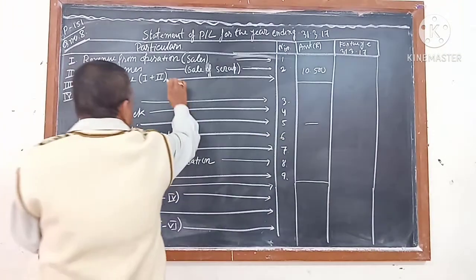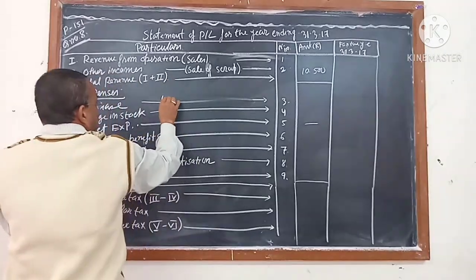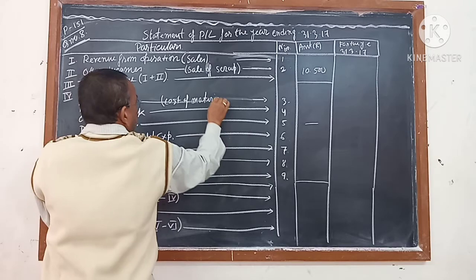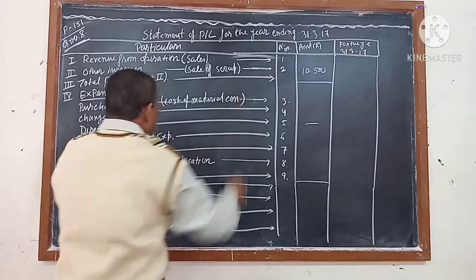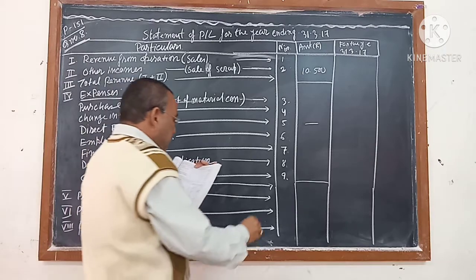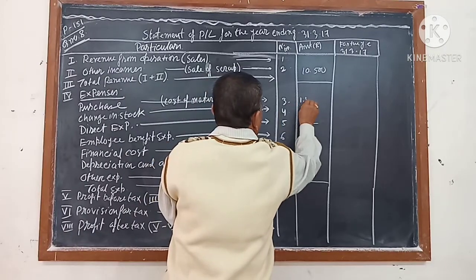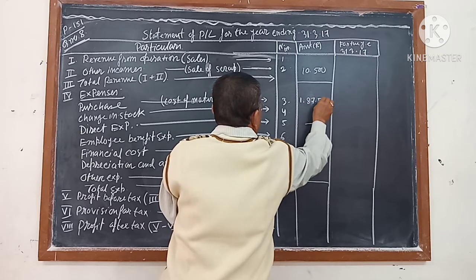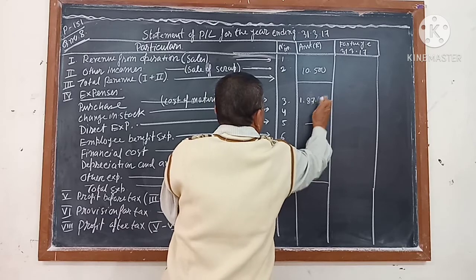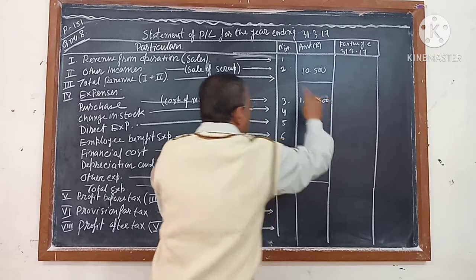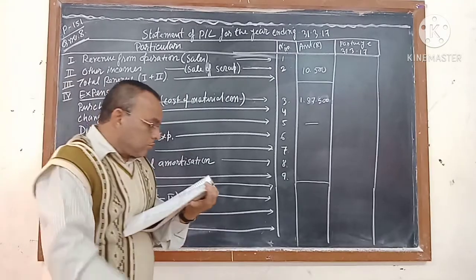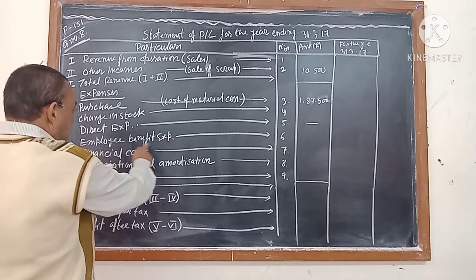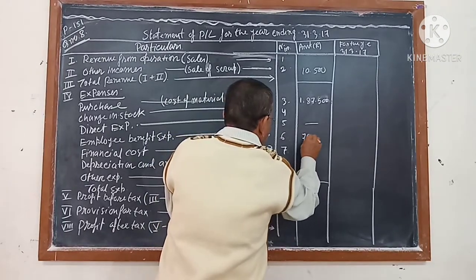Cost of material consumed is purchase. Here you write cost of material consumed. How much? 1,87,500. Correct? So what we have to do, I have already made the format. Just you have to write it. Salary, employee benefit expense, 78,000.